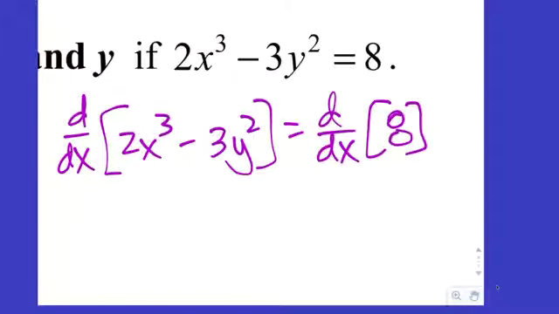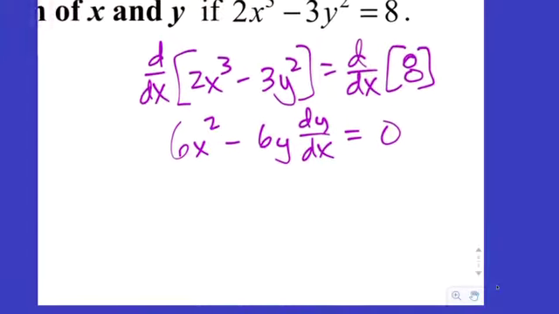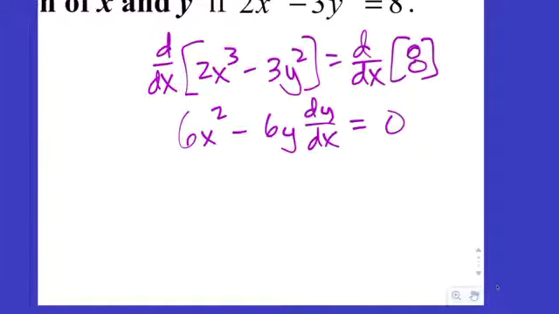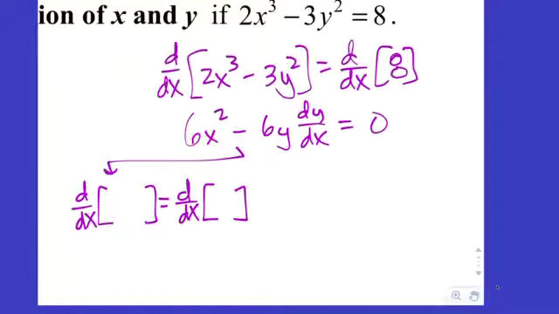So d dx on both sides. So we get 6x squared minus 6y dy dx equals 0. We only have one dy dx. Now here we have a fork in the road. We have two options. Option 1, we could take the derivative of both sides with respect to x again. After all, we didn't solve for y in the beginning. Why would we want to solve for dy dx now? Or the other fork is we could solve for dy dx first and then take the derivative of both sides.